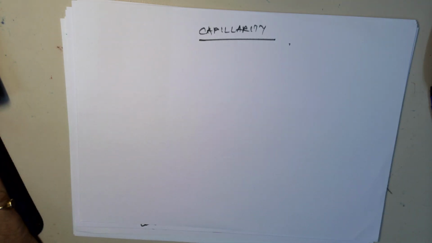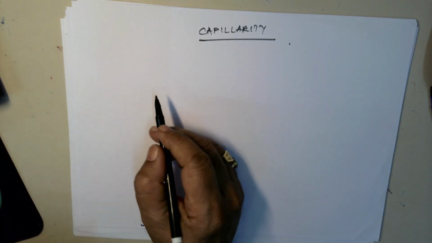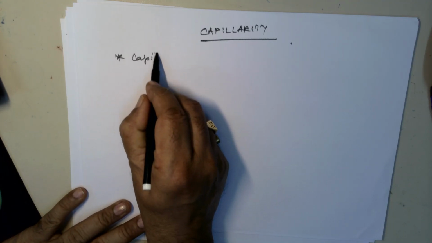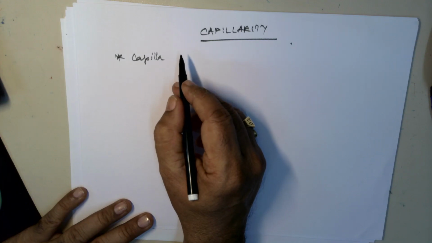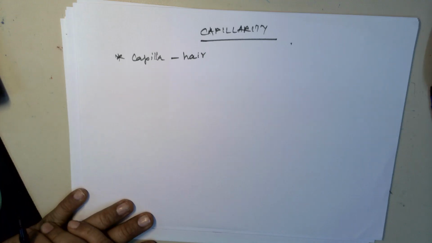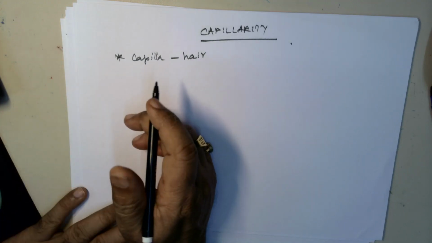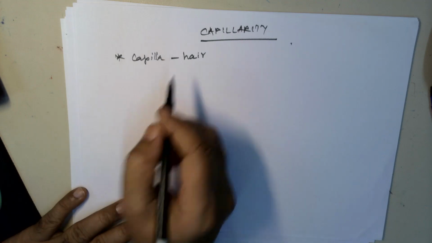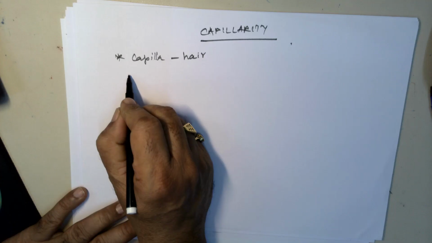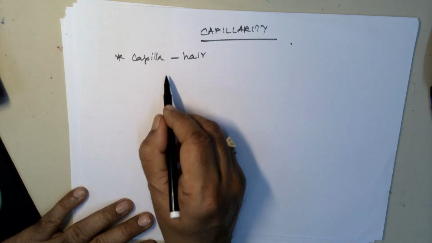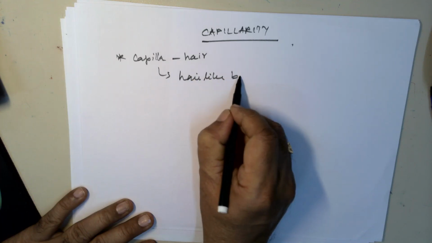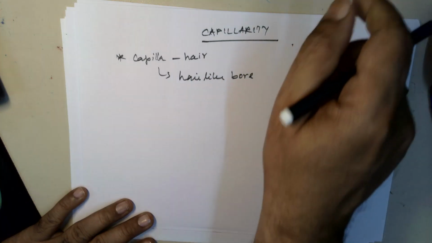Capillarity. Take out. So capilla means hair in Latin. It means the tube is so fine, very fine, like hair. So a hair-like bore is made inside the tube, inside the solid. That is why we call it hair. Capillary means a hair-like bore.